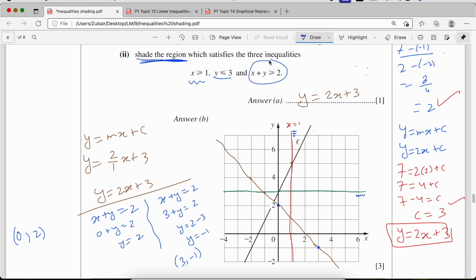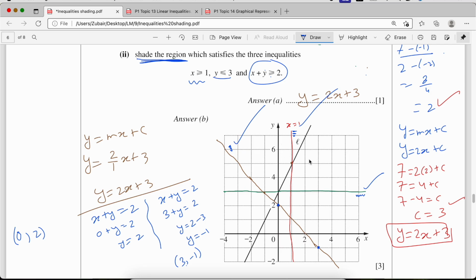Again x and y. You totally ignore x and just look at y. Y is greater than something. That means it is above this line. Now I'm looking at these 3 markings 1, 2 and 3. So it is above this brown line and it is to the right of this red line. Till now, above this brown line would have been all this region.